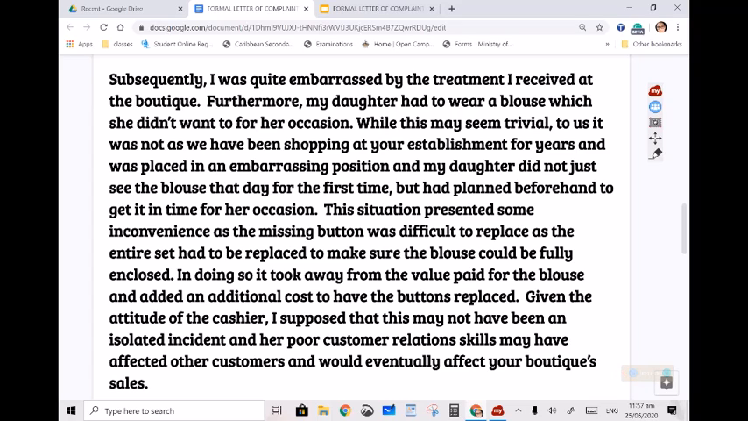So this paragraph identified how it affected the writer, her daughter, and how she perceived that it would have affected the store itself and other consumers.